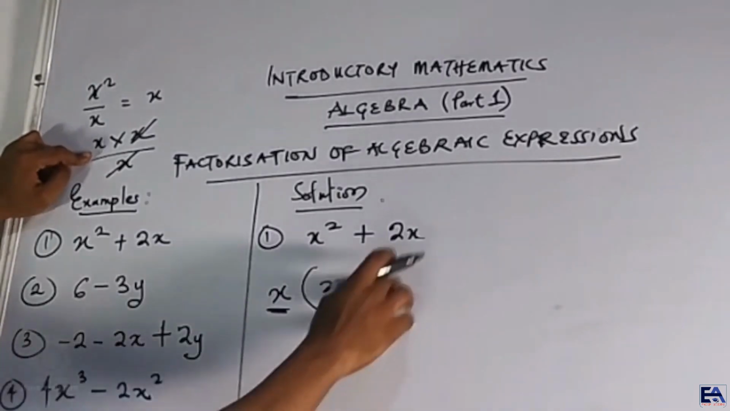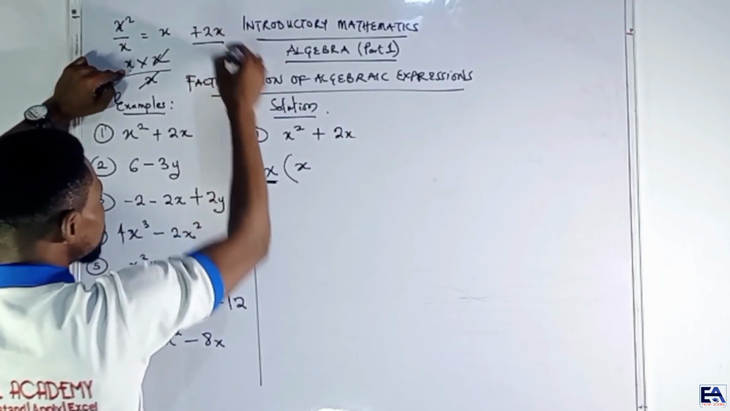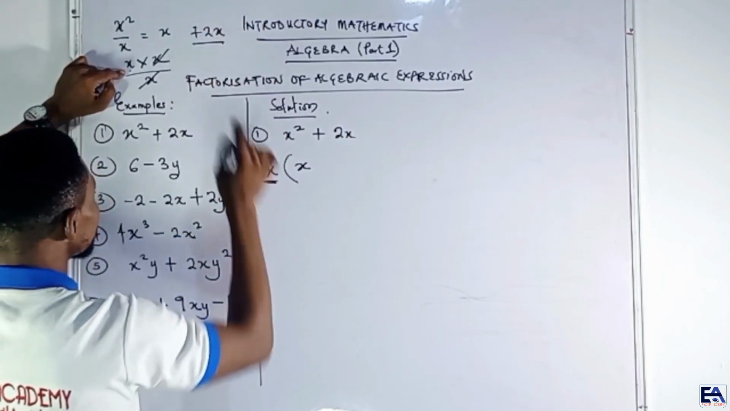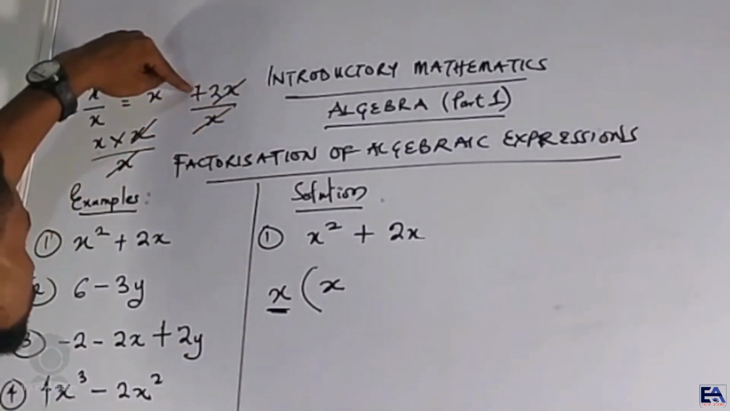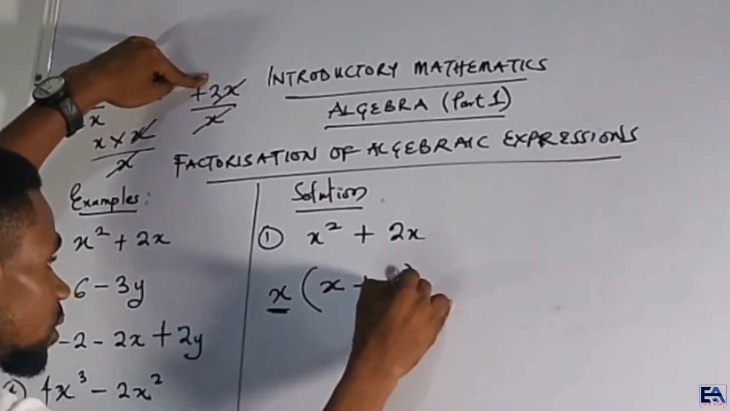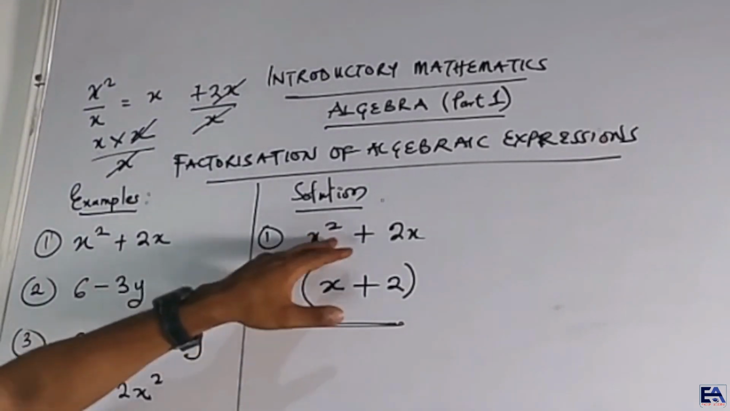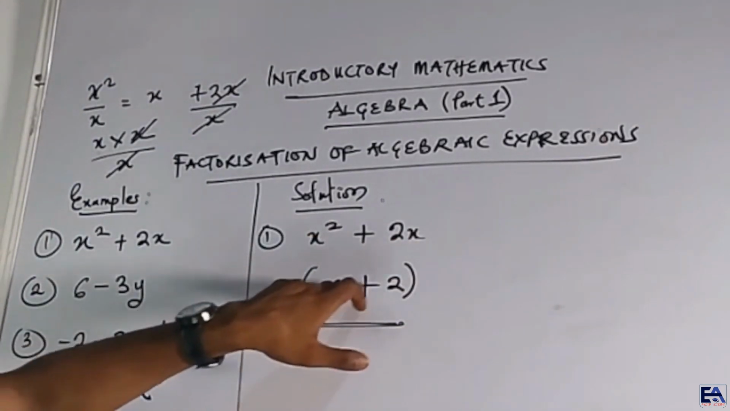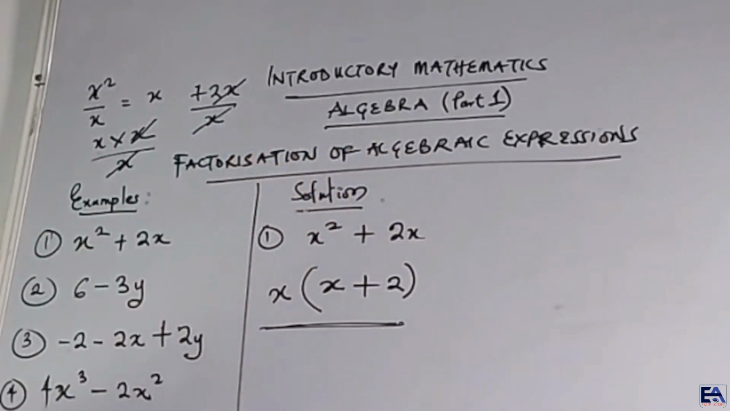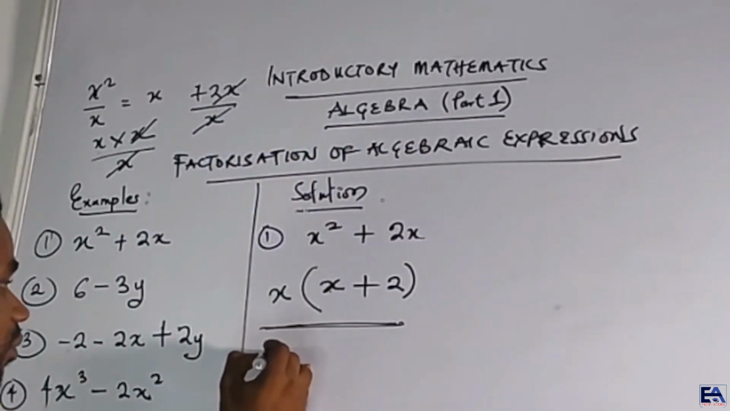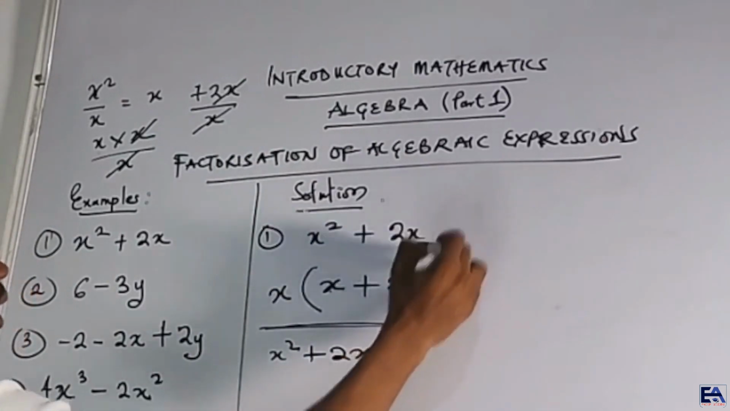Good. Then we have plus 2x. You divide it by this common factor, which is x. So x cancels x, and it's remaining plus 2. You write this plus 2 here, and that is the answer. So you have been able to factorize x squared plus 2x into x times the bracket x plus 2. If you want to get this result back, you expand. For instance, x times x will give you x squared, and x times plus 2 will give you plus 2x, which is the same thing as what we have here.